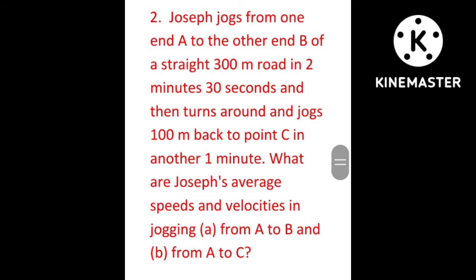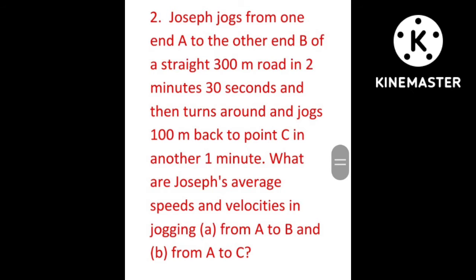Next is question number 2. Joseph jogs from one end A to the other end B of a straight 300 meter road in 2 minutes 30 seconds and then turns around and jogs 100 meters back to point C in another 1 minute. What are Joseph's average speeds and velocities in jogging from A to B and from A to C? Here Joseph jogs 300 meters from end A to B in 2 minutes and 30 seconds.